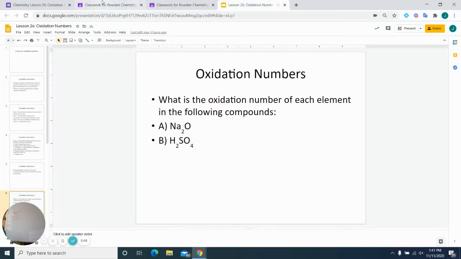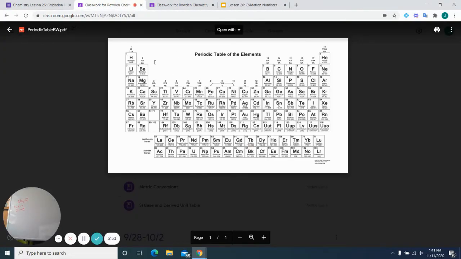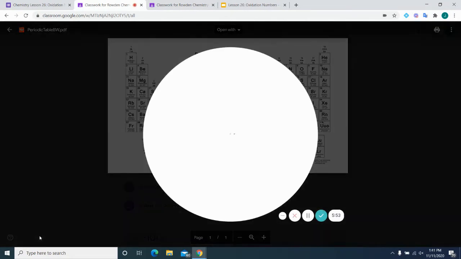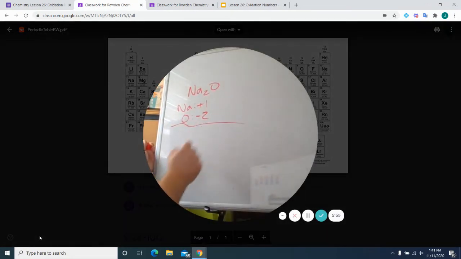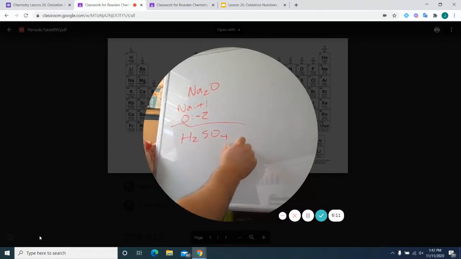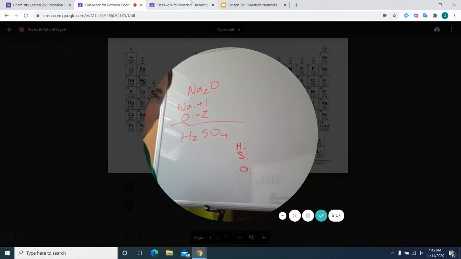So what about H2SO4? This is going to be a harder example. There's a lot going on here. So let's do H2SO4. So we need to find H, we need to find S, we need to find O. You know what I'm going to do? I want to leave some room to do a little bit of math, so I'll write these more to the side. So we need to find H, we need to find S, we need to find O. Okay, so let's look at where they are on the periodic table.